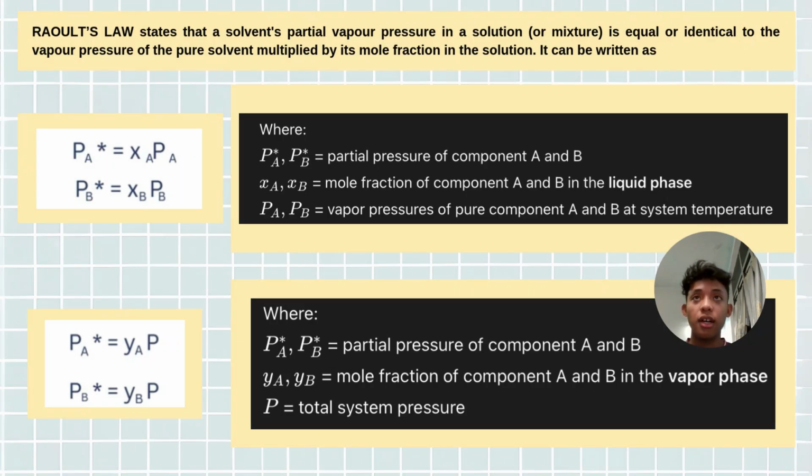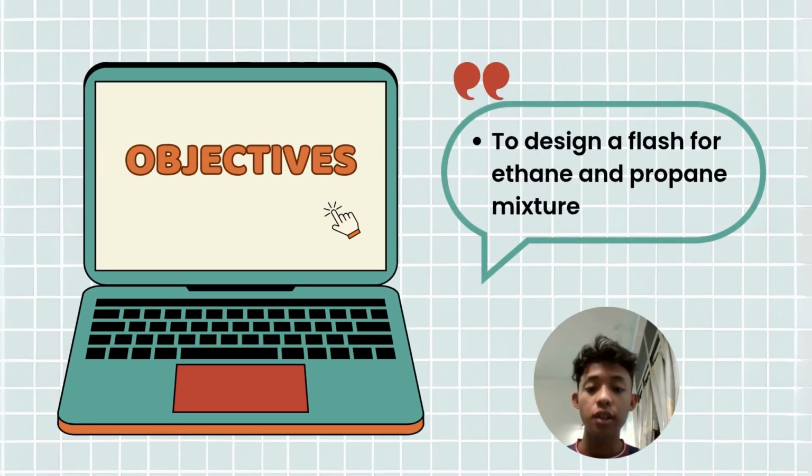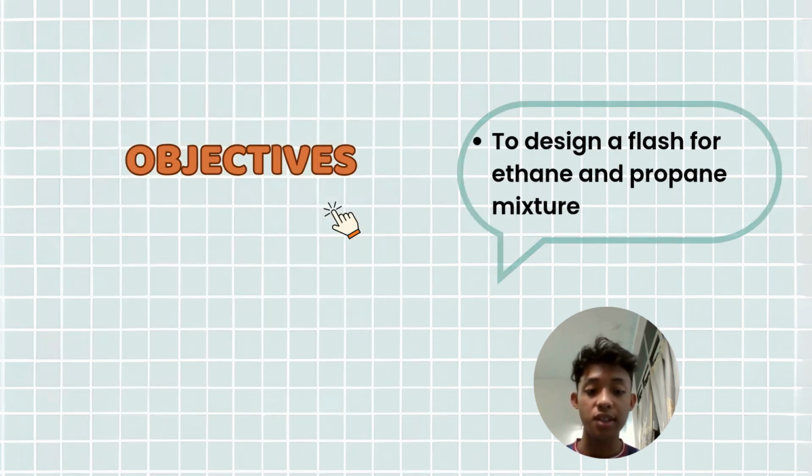Moving on to Raoult's law. Raoult's law describes the vapor-liquid equilibrium of an ideal solution. It states that a solvent's partial vapor pressure in a solution or mixture is equal to the vapor pressure of the pure solvent multiplied by its mole fraction in the solution. It can be written as below. There you can see at the top of the slide the equation for the liquid phase, and the bottom is for the vapor phase. The objective of the project assignment is to design a flash for ethane and propane mixture.